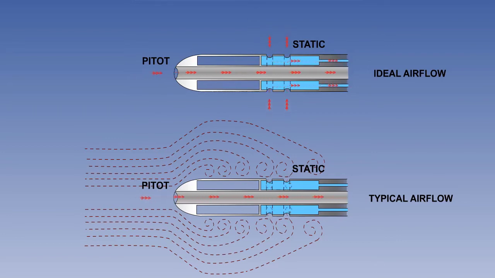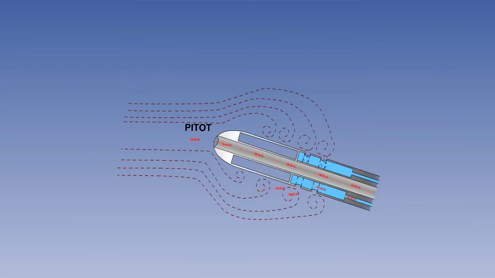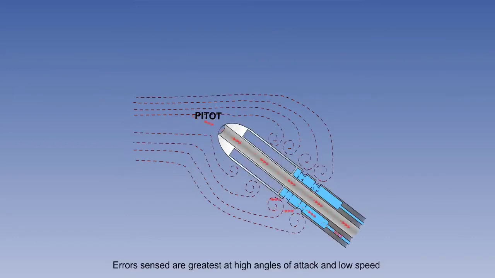Speed and turbulence may also affect the pitot tube readings, making them either above or below their correct value. At high angles of attack, a component of dynamic pressure may also be sensed at the static head. Any error sensed is likely to be at its greatest at high angles of attack and low speed. The high angle of attack may also cause a loss of dynamic pressure in the pitot tube.